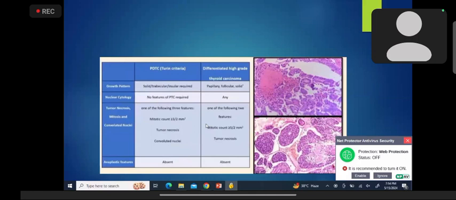What is the difference between these? In differentiated high-grade thyroid cancer, PTC histology can be present, and follicular, papillary and solid growth patterns are there. The mitotic count is more than 3 in poorly differentiated, but it is 5 or more per 2 square millimeters in differentiated high-grade thyroid cancer. But anaplastic features are absent in both varieties. So this is the distinguishing feature.